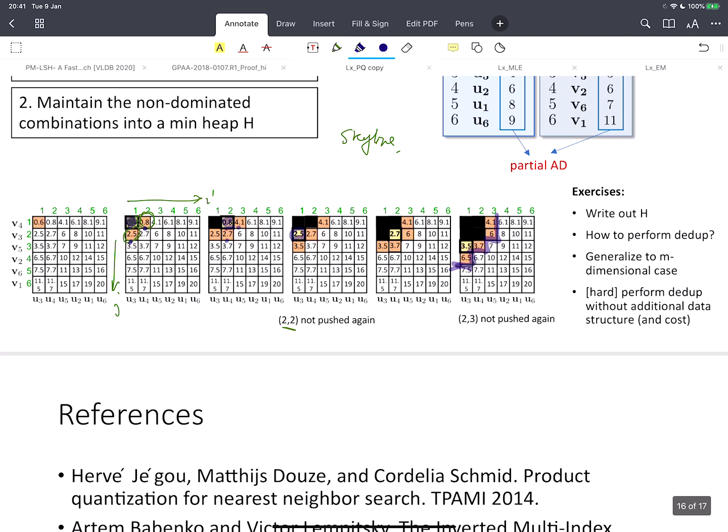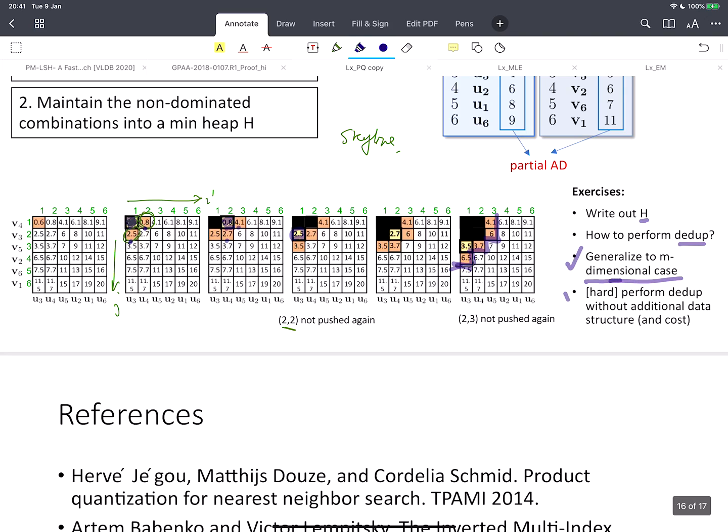So if you think you are clear, you can write out the heap at each step and think about how to perform the dedupe. Actually, the paper gives you the details, and you really need to think about it.